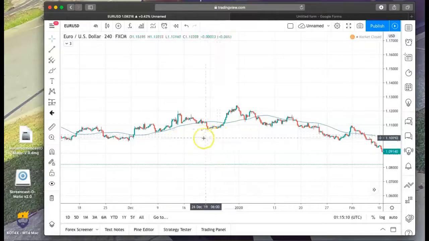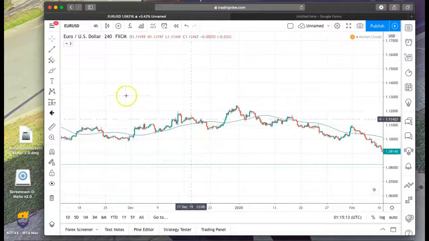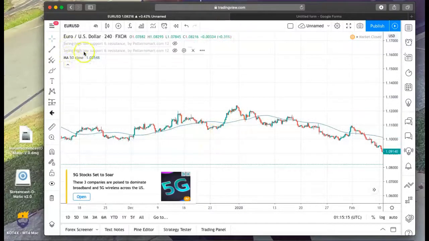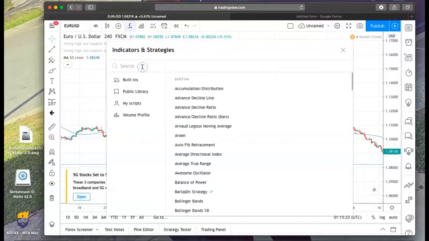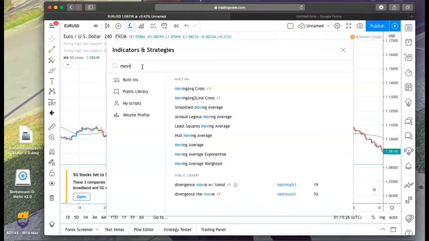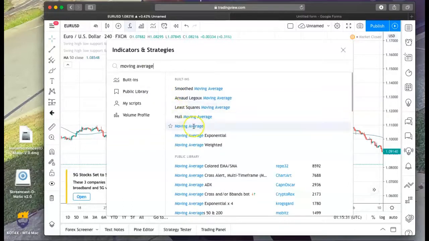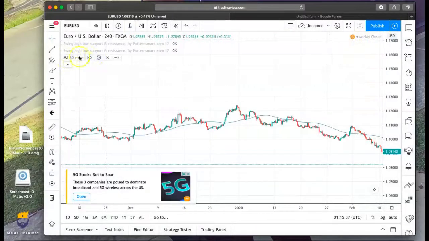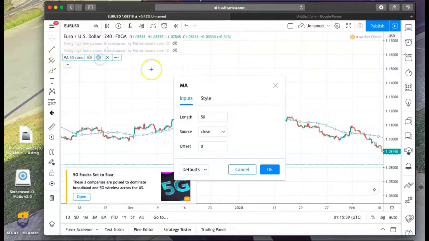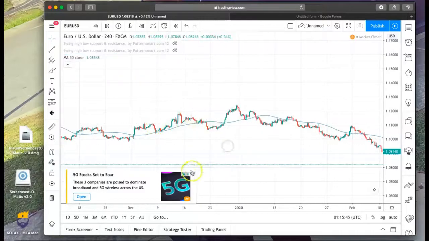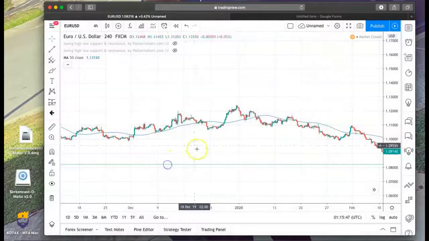So that's just a quick training on how we use our moving averages. I'm using a 50 MA. If you wanted to use this MA, all you have to do is come up here and click the FX, type in moving average, and you would just click on it. Then you would hit the settings right here, change this length to 50, and press OK, and you will have a moving average exactly like mine.